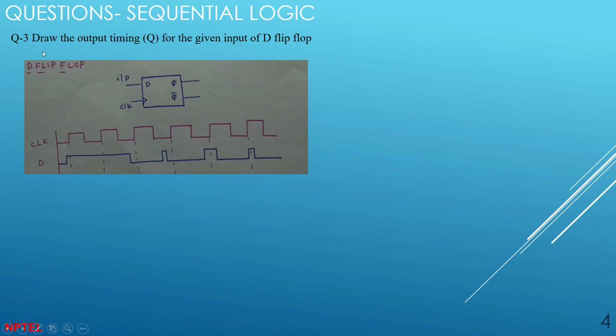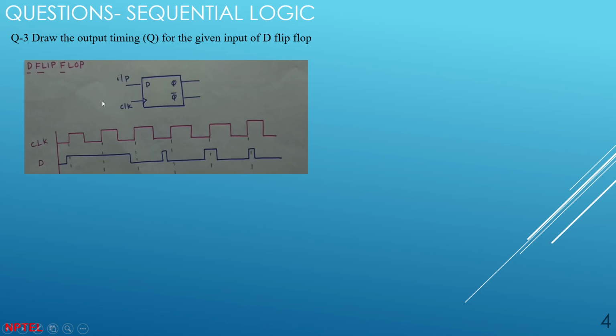What they're asking is to draw the output timing diagram of Q. This is your input D, and this is your output Q, for the given input D flip flop. They have given a clock, so the clock cycle is given here, and here the data.